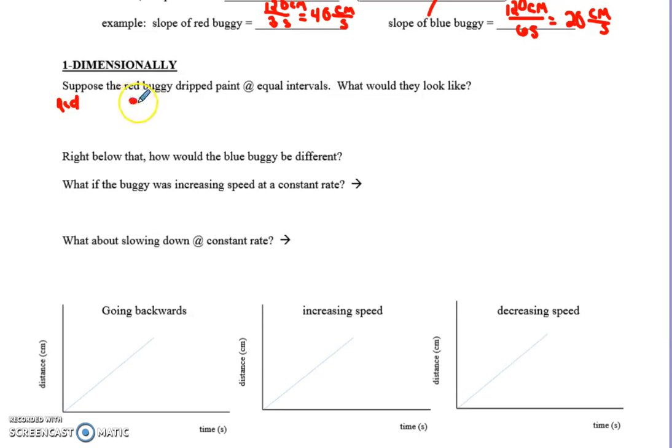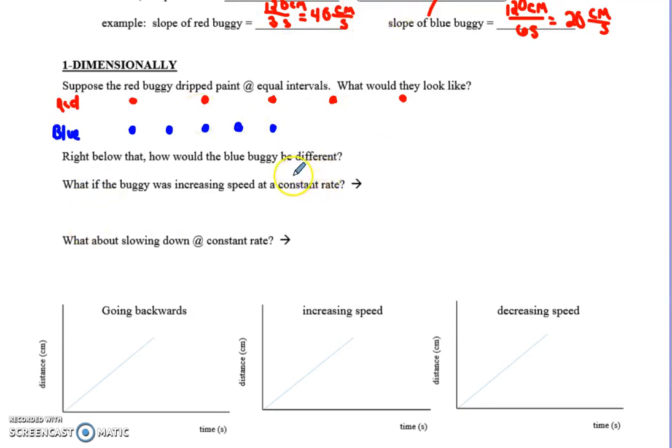Just as we represented in class, if the red buggy is going at some speed and it drops this red paint, then those dots are going to be spaced out, and since it's going at a constant speed, the distance between every drip is going to be constant. But the blue buggy is going to be dripping blue paint, and it's going half the speed. So if it's still dripping 1 drip per second, the distance between every successive drip is going to be half as much. So what we'll see is that in the same amount of time, 5 seconds, it will go half as far.